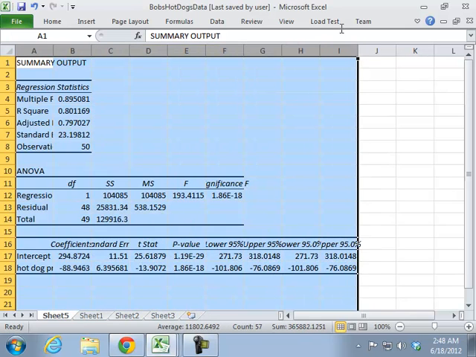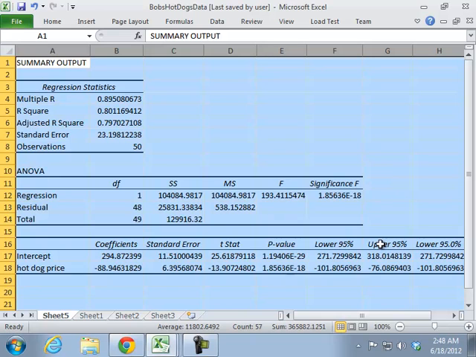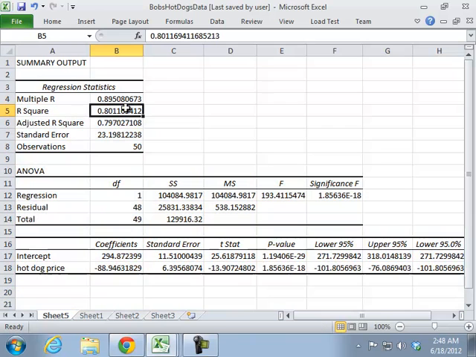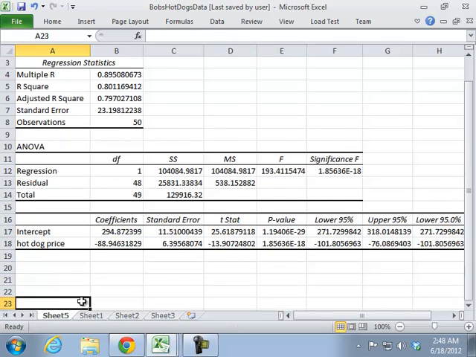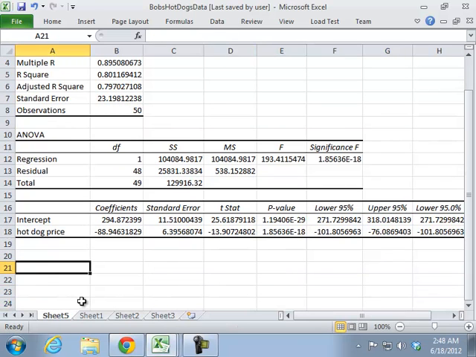So here for my first regression, you can see that my R-squared is 80%, which is sufficient. It's higher than 70. And my p-values are both extraordinarily low. So this is an equation that I can work with.